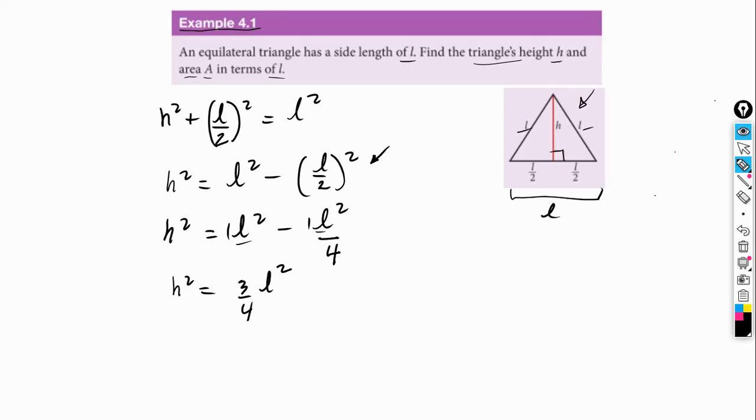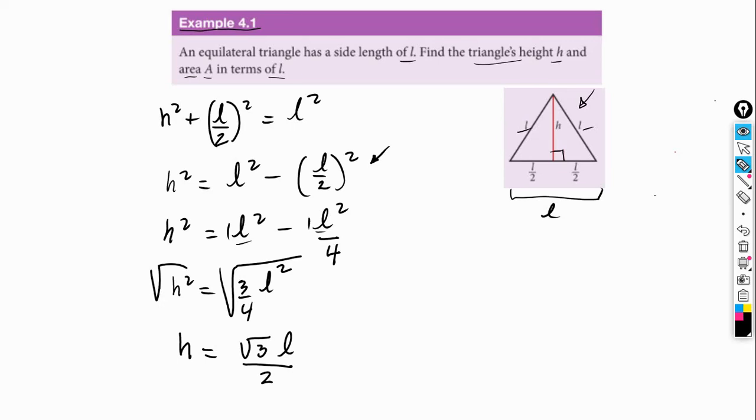And then we can square root both sides because we need to solve for H, so square root both sides. And we're going to get H is equal to the square root of 3. We cannot take that out of the square root, but we can take the L out. So L and the 4 becomes a 2. So the height would be equal to square root of 3 times the length divided by 2.